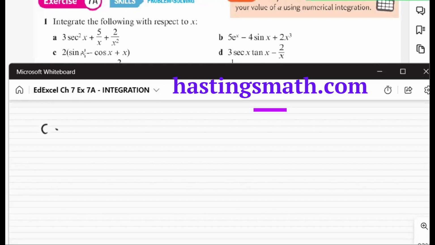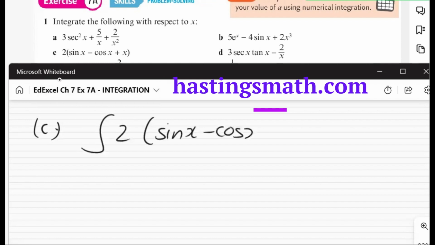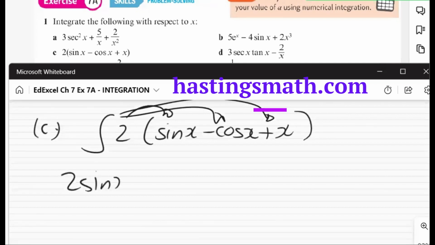For part c, there's nothing much to talk about except what happens with this constant. So take a look at ways we can deal with this constant. We're integrating sine x minus cos x plus 1. I'm looking at the mark scheme. What they've done is they've timesed the constant in. So I'll first do it that way. If we times the constant in, you end up with 2 sine x minus 2 cos x plus 2x.